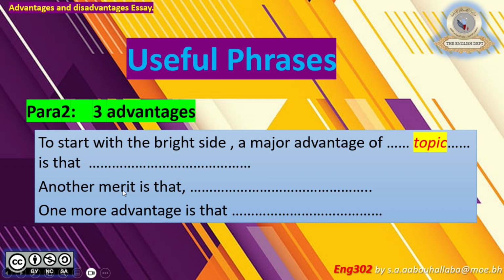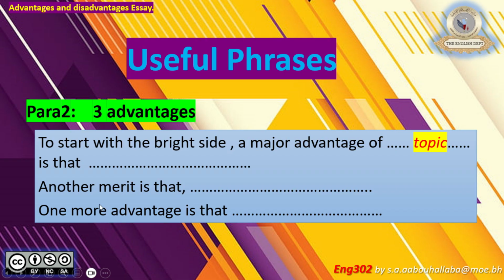Another merit. The word merit is a synonym of advantage, and using synonyms is very important when you are writing. You are grade 12 students and you need to show the examiner that you have a good number of vocabulary that will enable you to use the same meaning in different words. Once we use the word advantage, the other we use the word merit, and so on.